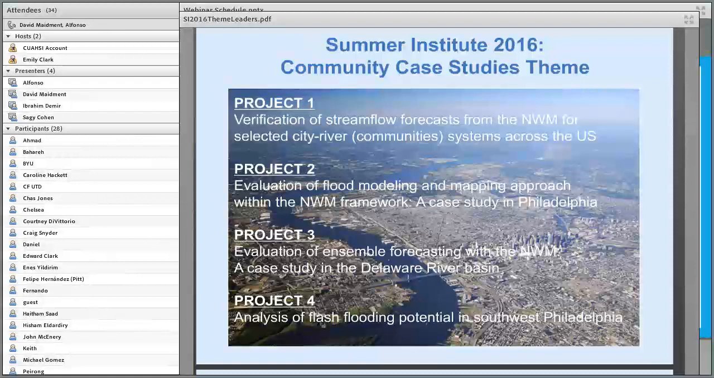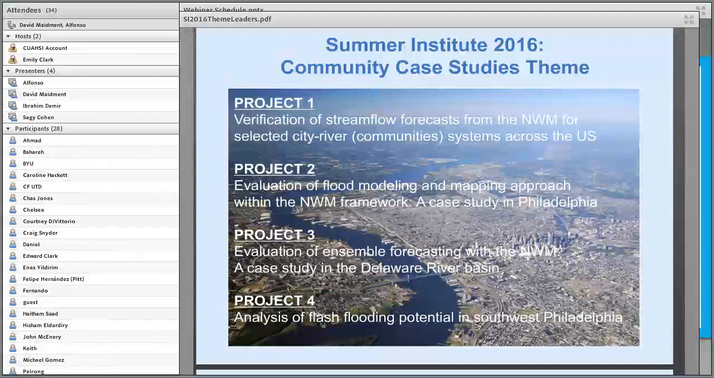So basically the goal here is to use the output from the National Water Model for selected locations where we have forecast points adjacent to large cities, and we can use those forecast locations to verify the outputs from the National Water Model. And by verifying, I mean assessing the error, the skill, the reliability of those initial forecasts. For the second project, we want to evaluate flood modeling and mapping to implement an approach within the National Water Model framework in Philadelphia.